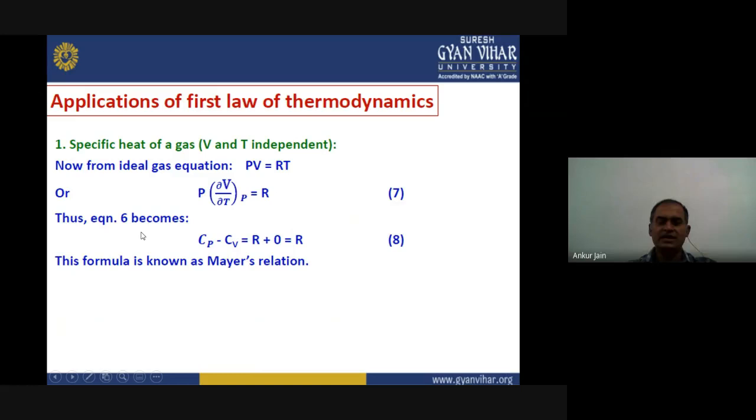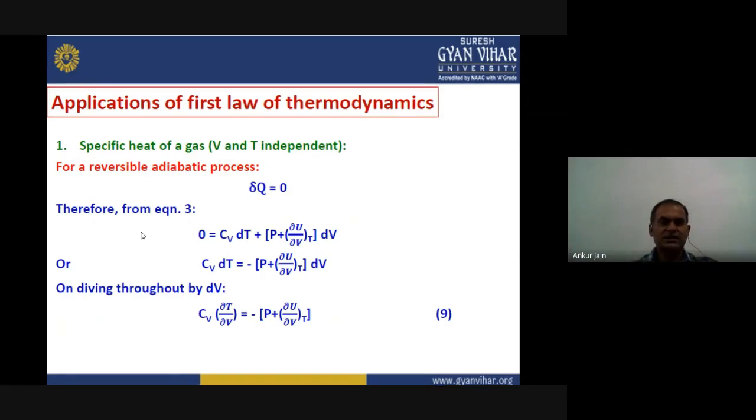This formula is very important and is known as Mayer's relation. It will be used several times. In fact, we have already used this while we were deriving some equations in our last lectures, right? So this is our first thing.